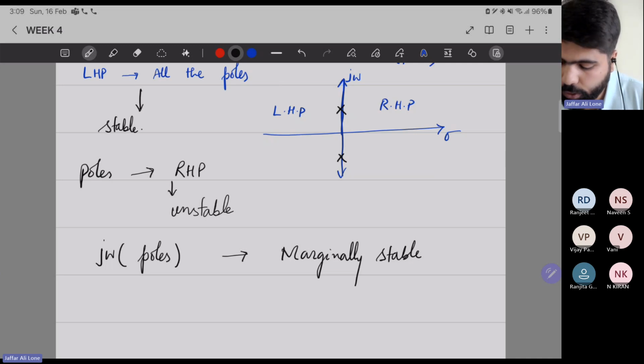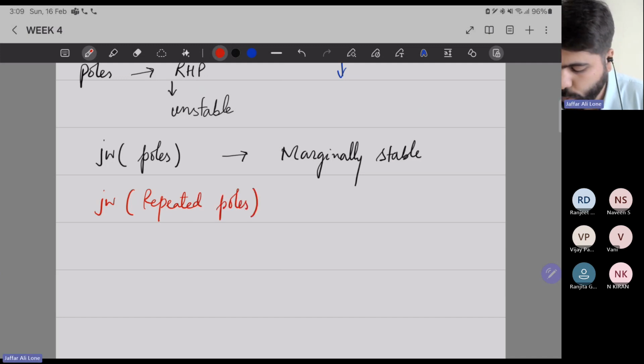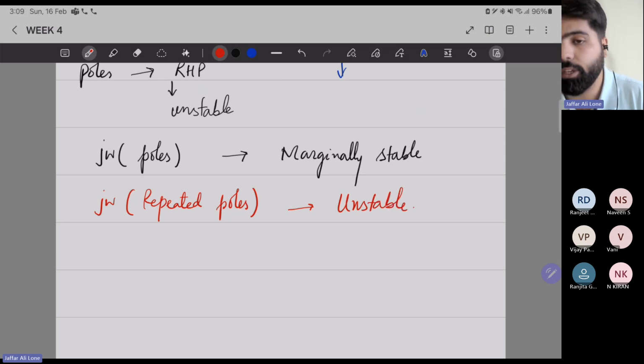But if I have a scenario where I have repeated poles like this, repeated poles on the imaginary axis, then my system is unstable. It's very important. Normally we ignore this point, but as we will be solving problems, whenever you have repeated poles on the imaginary axis, my system becomes unstable.